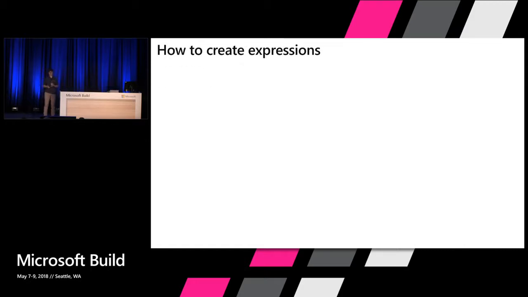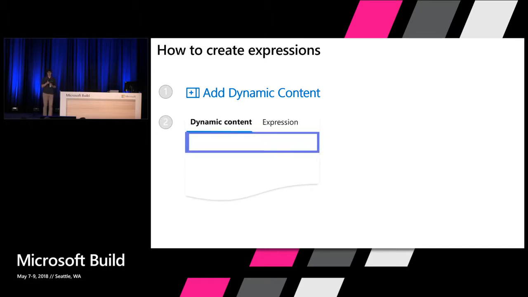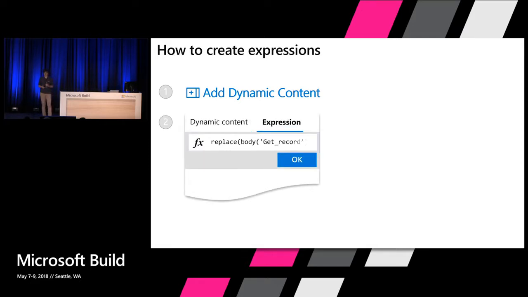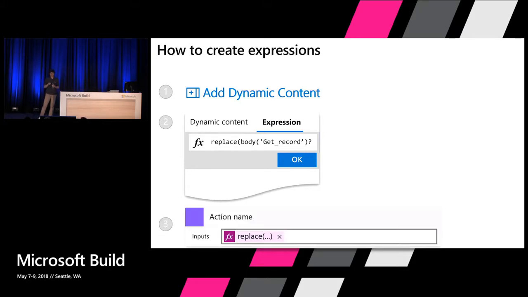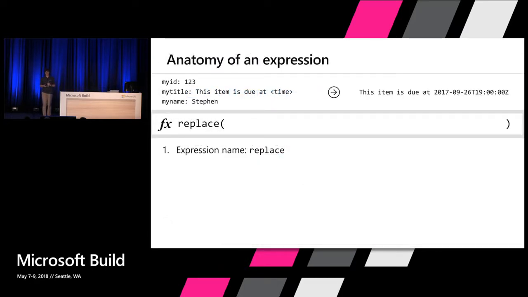So, how to create expressions. You saw me click the Add Dynamic Content button. When I did that, a dialog popped up that had a Dynamic Content tab. There's a second tab there called Expression that I can click, and I can fill in an expression there. As soon as I do that, I can hit OK, and I get an expression placeholder placed directly into the action. So let's break apart what exactly that expression looks like.